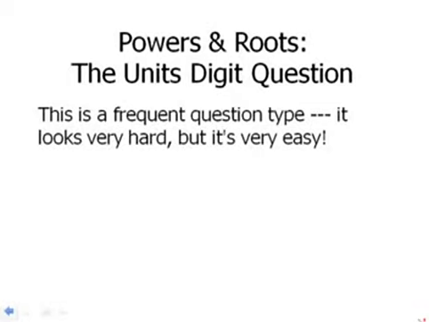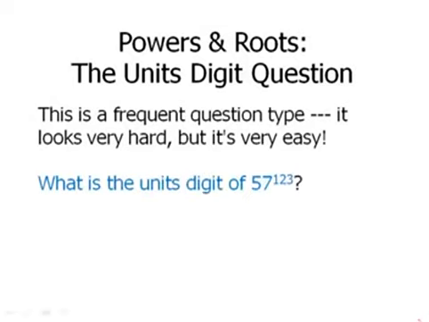The units digit question. This is a very frequent question type on the test. Almost every quant section will have at least one of these. And it looks really hard. People who are not familiar with this question type see it and panic because it looks impossibly difficult, but it's actually very easy. So for example, a typical question of this sort: what is the units digit of 57 to the power of 123?